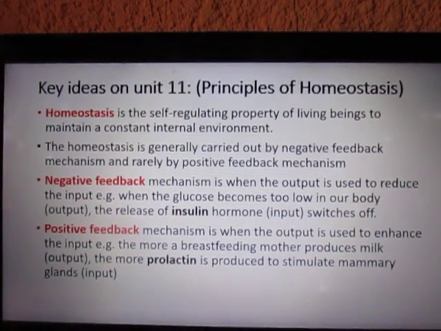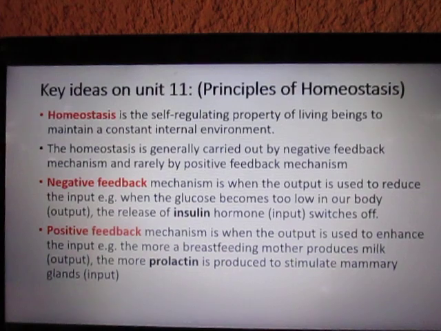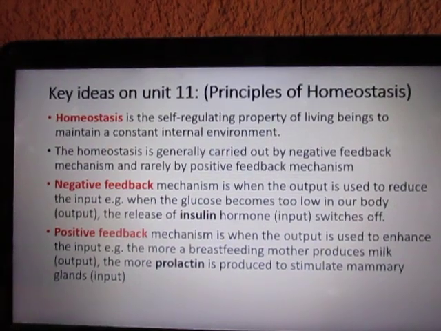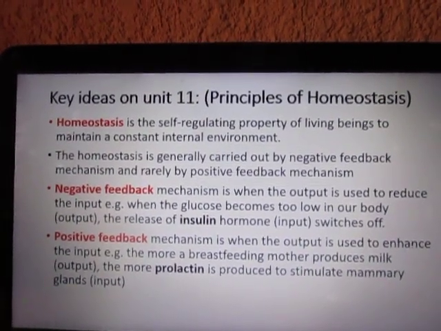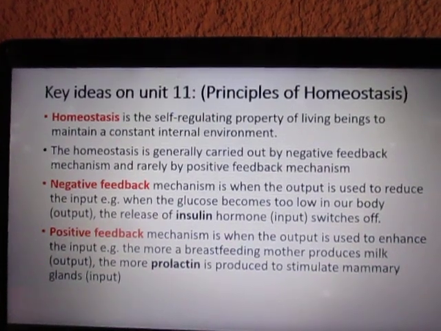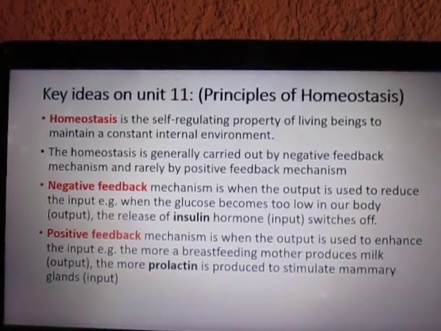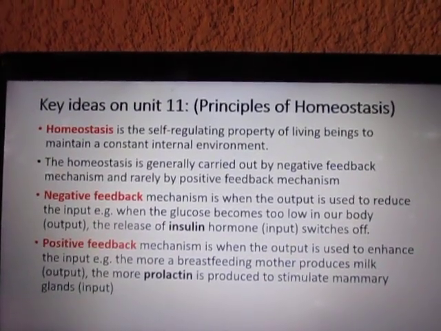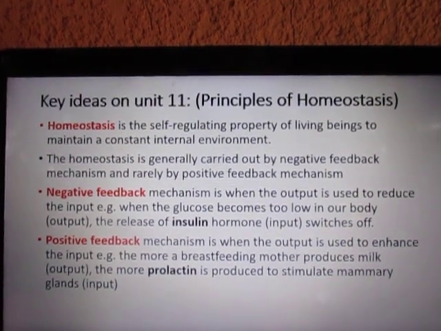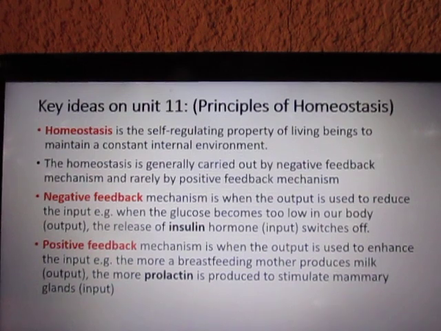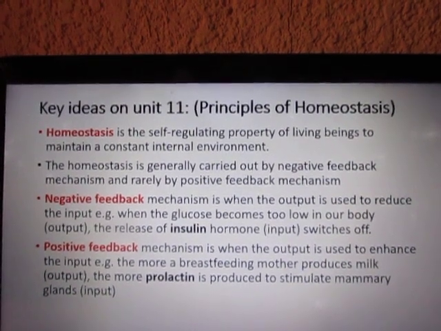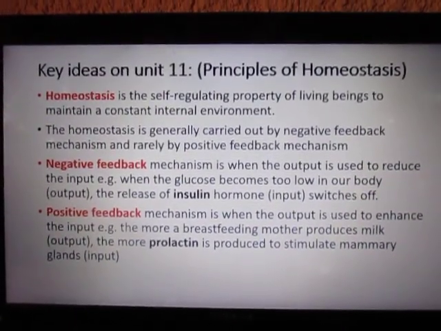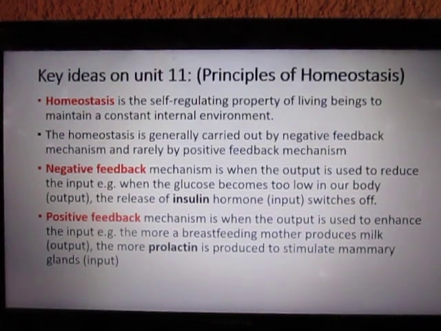When the glucose becomes too low in our body, that is an output. What has caused that? It was caused by the insulin, because the effect of insulin is to reduce the blood glucose level. So when the glucose becomes too low in our body, that is the output, the release of insulin hormone, that is the input, switches off. It means the pancreas, which has been producing the insulin, will stop because the output, the lower blood glucose level, has increased.